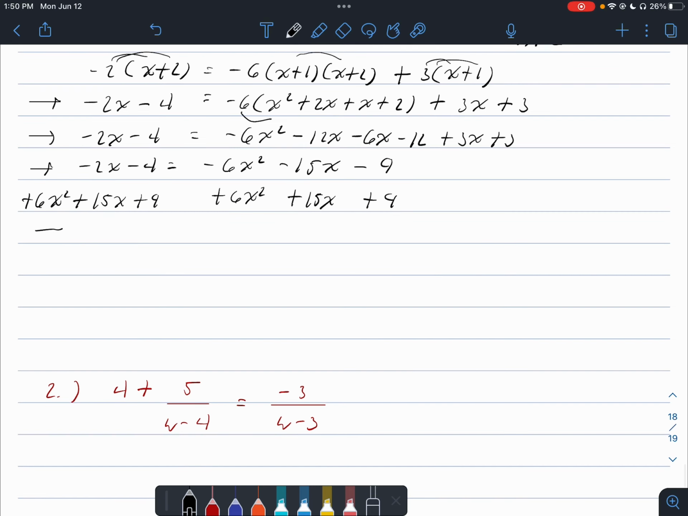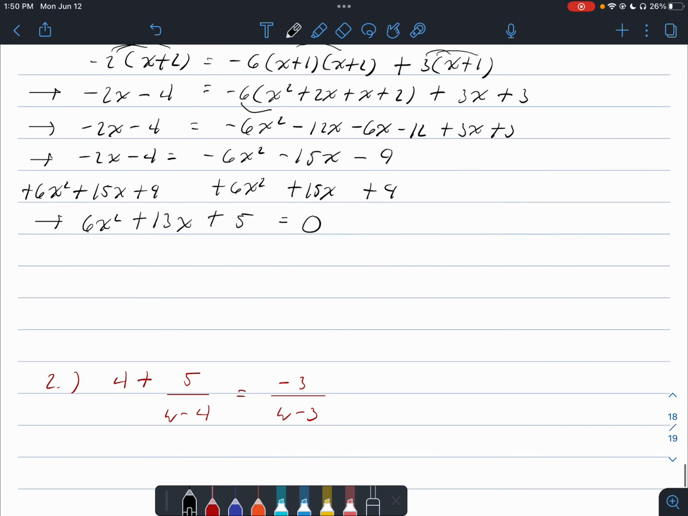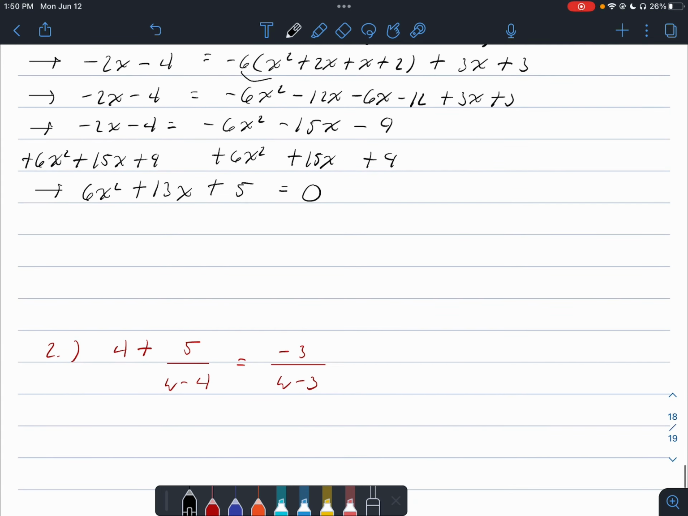And we'll get 6x squared plus 13x plus 5. Okay? And that's going to be equal to 0. So now, it looks like, I'm just guessing here, probably our best bet on this particular one would be to go ahead and use the quadratic formula. So we have 6x squared plus 13x plus 5 is equal to 0. I can't immediately see a simpler way to solve this, so let's go ahead and use our quadratic formula.